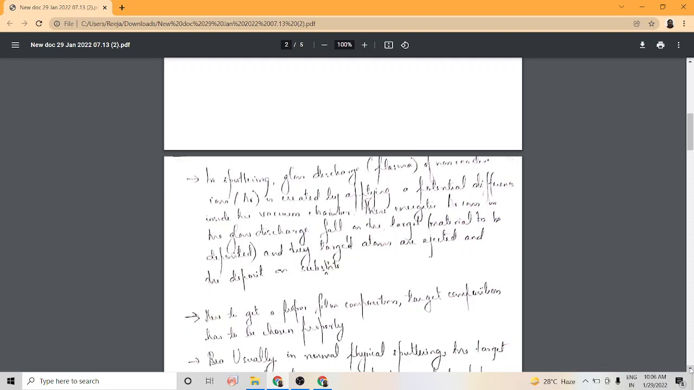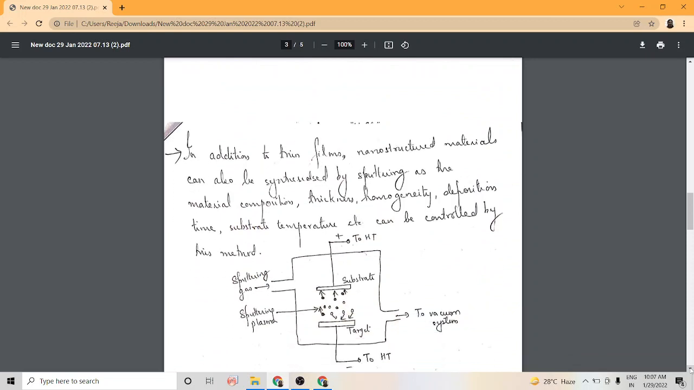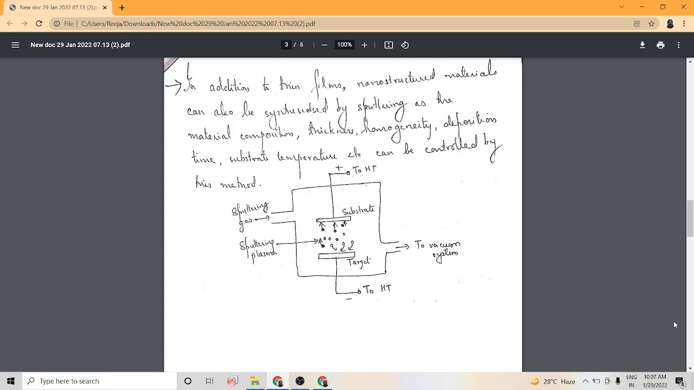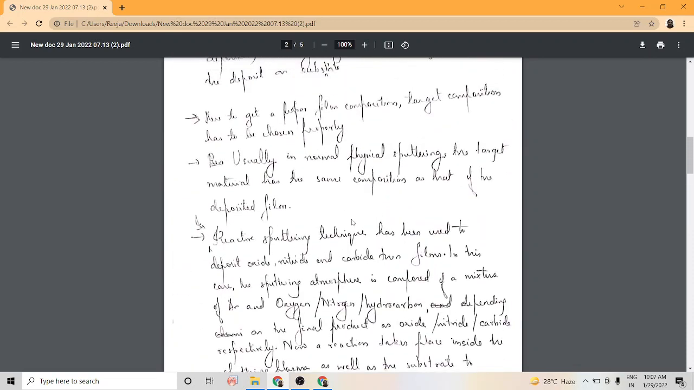Now, how does glow discharge sputtering take place? The process of sputtering is named glow discharge sputtering when the positive ions are acquired through the process of glow discharge. So, in glow discharge sputtering, I'll show you the figure here. The glow discharge of non-reactive argon ions is created by applying a potential difference inside the chamber. Now the energetic argon ions, positive ions, will hit the target and the target atoms are ejected and they get deposited on the substrate to form the film. So this is how, using the technique of sputtering, we are creating thin films.